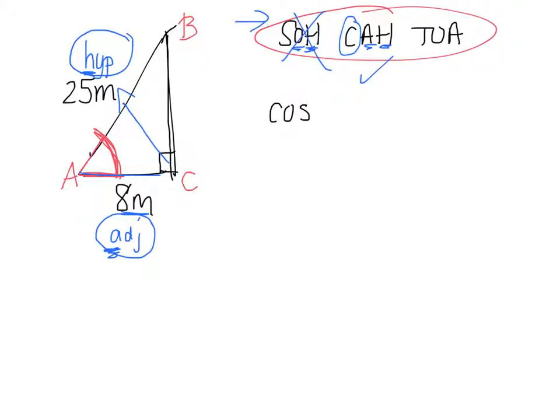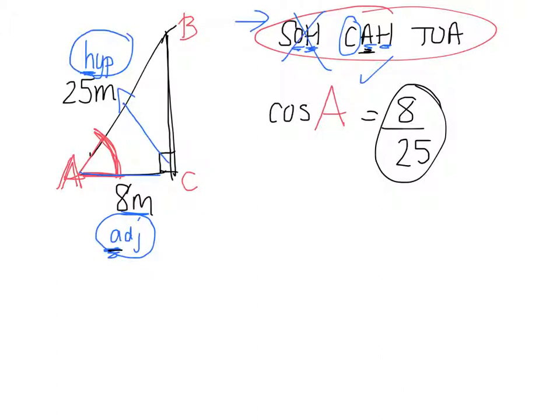Cosine A, I don't know the angle, right? I'm calling it A, is equal to what? What's cos ratio equal to? Adjacent, which is 8 over 25, which is hypotenuse. Now we have an equation that says cos A is equal to 8 over 25. What do you think we're going to do with that 8 over 25? Divide it. Write it as a decimal. So cos A equals, what's 8 divided by 25?